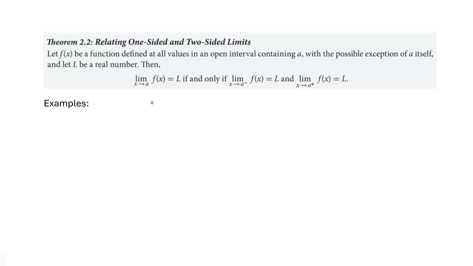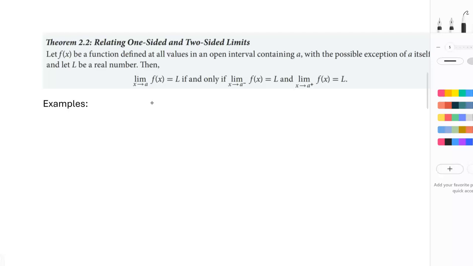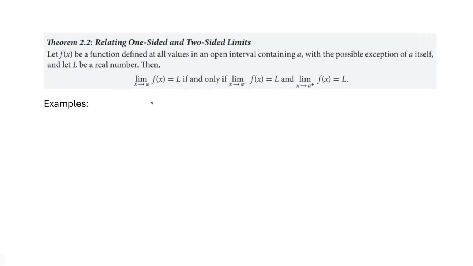So this theorem is saying the only way the limit exists is if the left and the right hand limits match up. And we've been talking about that already. But let's look at a few examples of finding limits algebraically.